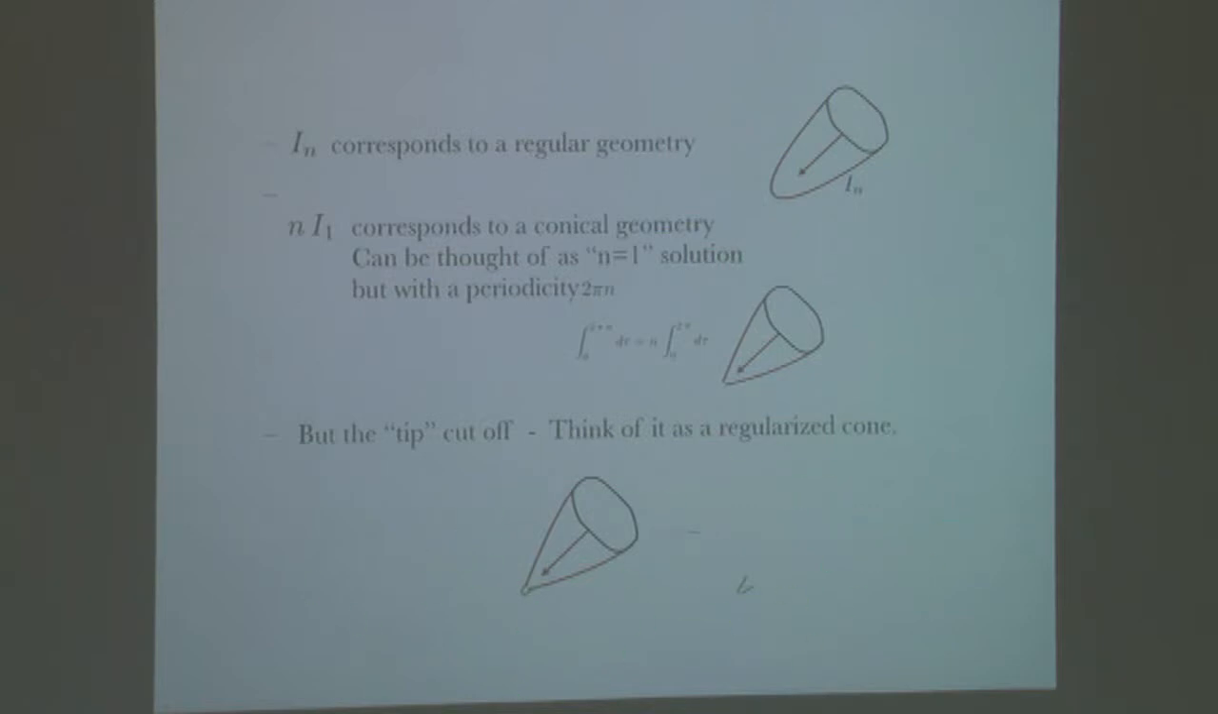We are evaluating that entropy formula on this codimension 2 surface, and the claim is that in the n equal to 1 limit, that particular codimension 2 surface actually gives us the extremal surface.